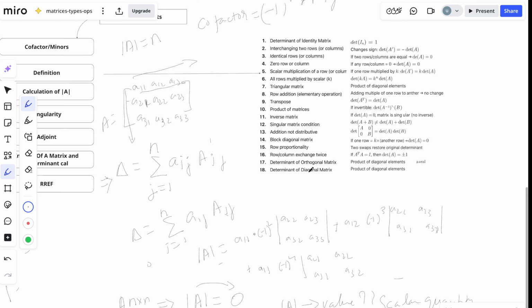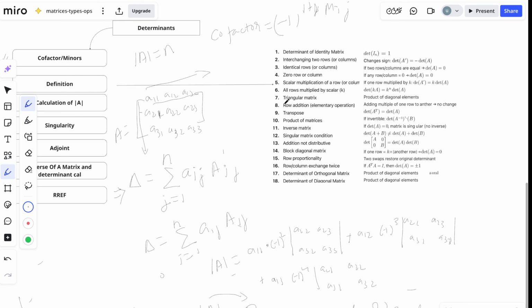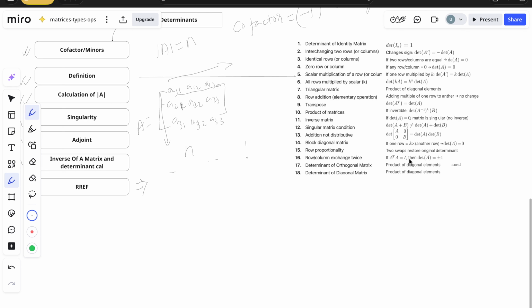Okay. Now we will try and understand a few properties of the determinant also before we move to the part of adjoint and inverse of a matrix. Now let's try and understand a few properties of determinants. I will try and show the examples for almost all properties. So let's first try and understand the first property, that is determinant of identity matrix, which is basically always 1.